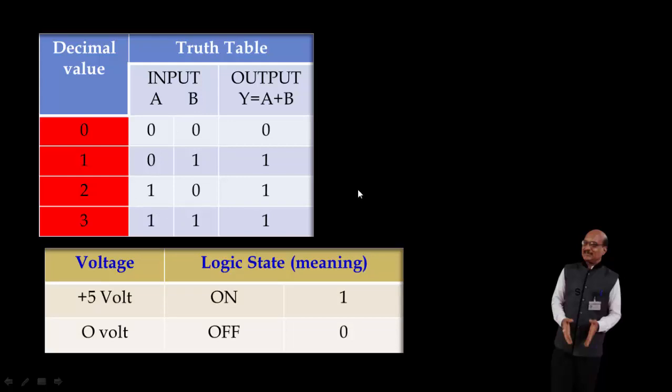Then we should know what is the meaning of 1 and 0. So if we consider positive logic, then the meaning of 1 and 0 is given in this table. So when I say that the logic state is 1, the meaning is the voltage at that input is plus 5 volt. If we consider the logic state 0, then the voltage at that input is 0 volt. 1 and 0 can also be referred as state on and state off.